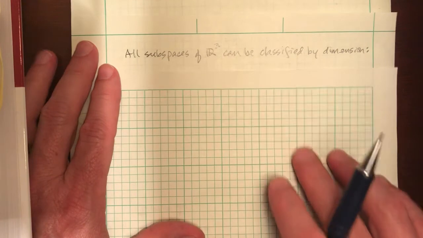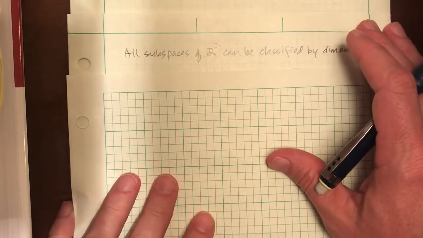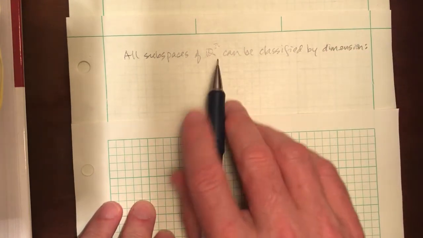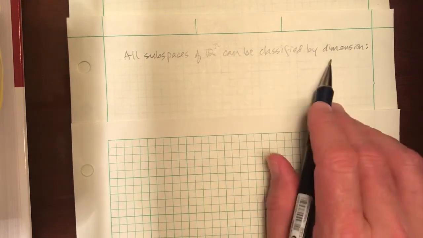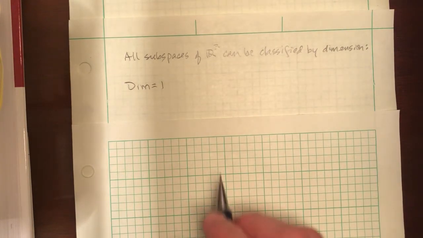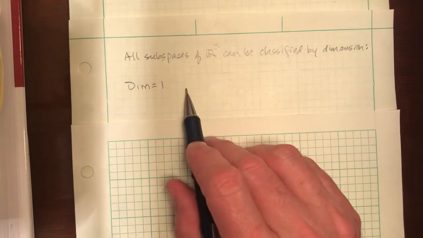It turns out R3 has some pretty identifiable subspaces, and it might surprise you, there are actually 4 unique subspaces in R3, and we can start to classify them by their dimension. So let's start with something obvious. Let's say you've got a dimension of 1 in R3. What does that tell me? Well, that means there's 1 vector inside R3 that's taking care of this subspace.